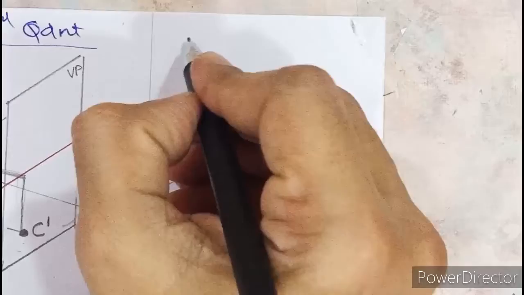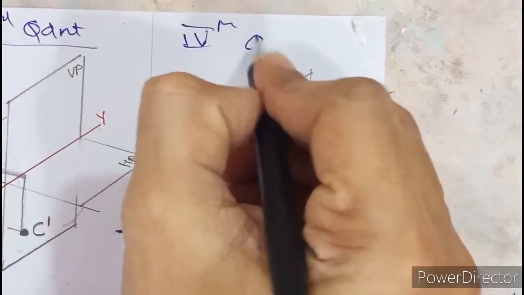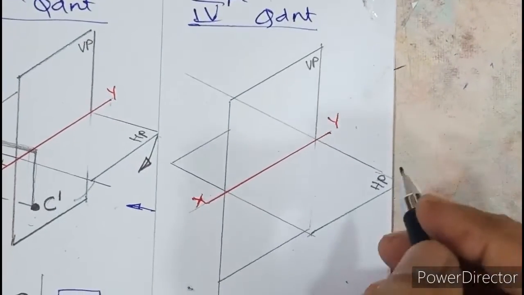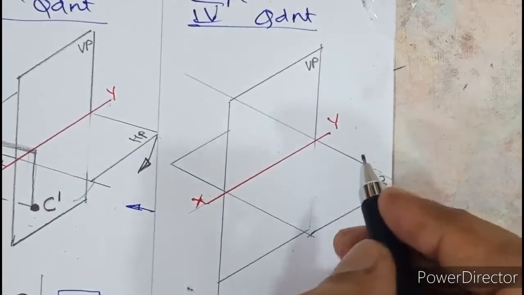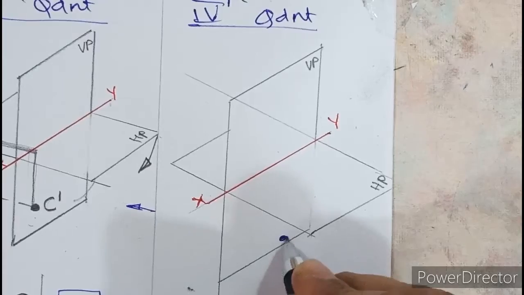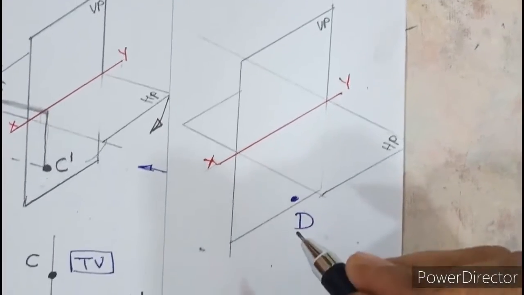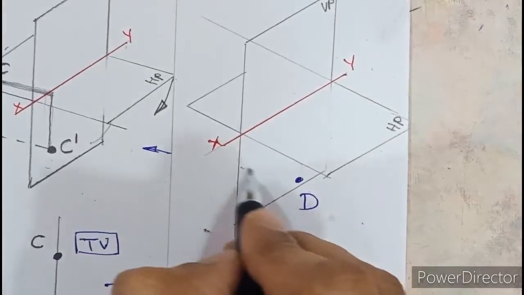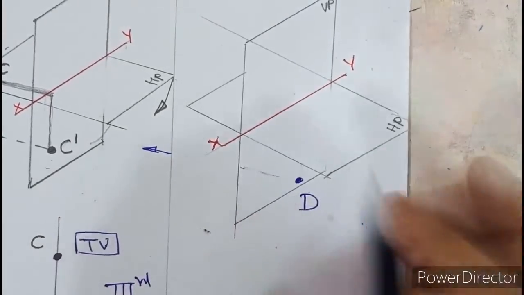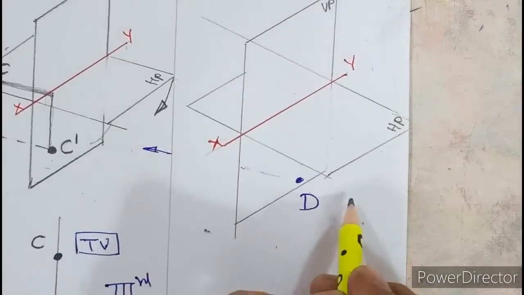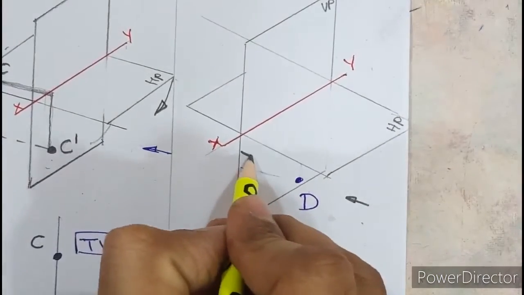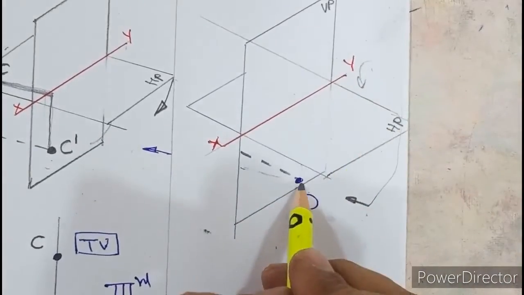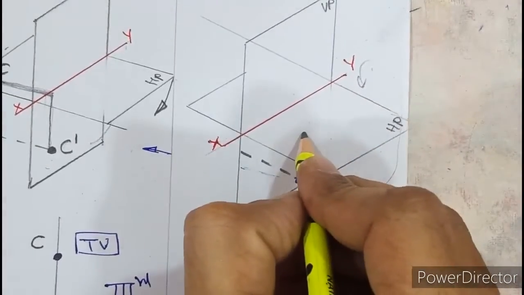Coming to the last part, let us now understand the fourth quadrant. So this is the fourth quadrant. How will you define a point in the fourth quadrant? Whenever a point lies in the fourth quadrant, let the point be capital D. You can call that this point is below HP and in front of VP. Below and in front. So when you look in the front view, the projection of D falls here. And when you look in the top view, you cannot see the point. So this HP is assumed to be transparent.